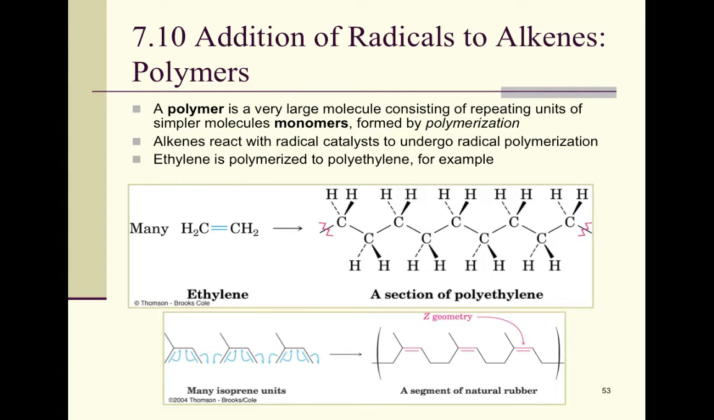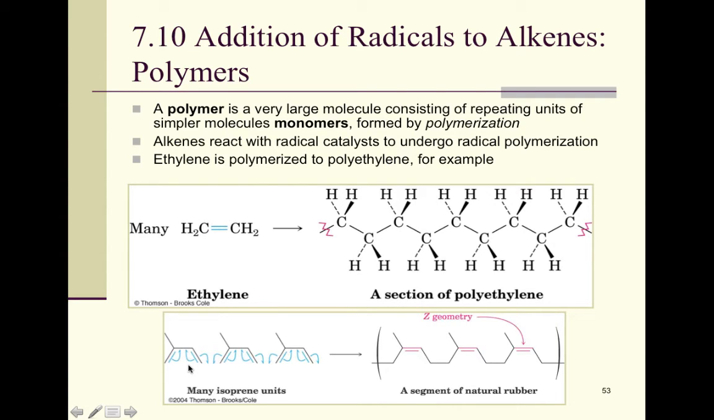Addition of radicals to alkenes, making polymers. A polymer is a very large molecule consisting of repeating units of simpler molecules known as monomers. This is formed in polymerization. Alkenes react with radical catalysts and undergo radical polymerization. Ethylene is polymerized to make polyethylene, for example. Ethylene would react with a radical, but there's a whole bunch of ethylenes there, so once the radicals are formed, they start branching together, making polyethylene.